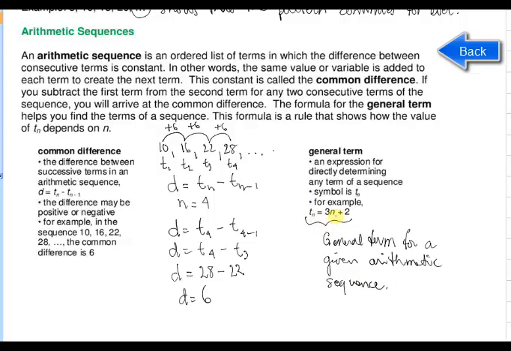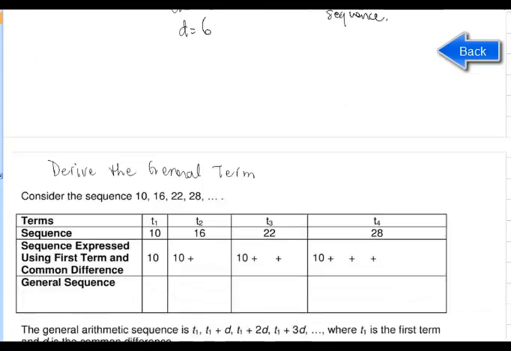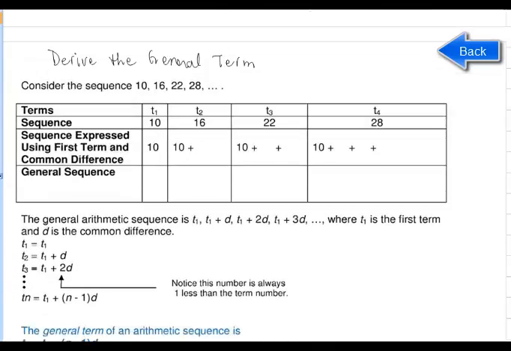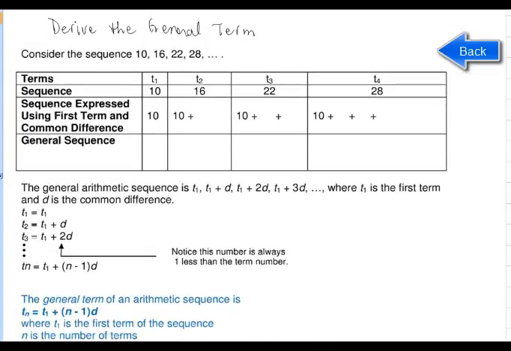What we're going to do on the next page is derive a general term and a general formula for all arithmetic sequences. So we're going to derive the general term. We're going to use the example from the previous page, 10, 16, 22, and 28. As we discussed already, the common difference is 6 because we just add 6 to each term to find the following term.